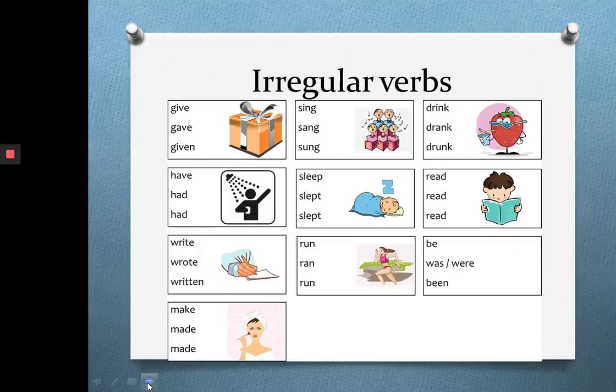Read, read, read. Next verb is write, pisati. Past simple is wrote. Past participle is written. Run, trčati. Ran is past simple, but past participle is the same like present. Again, run. Run, ran, run.